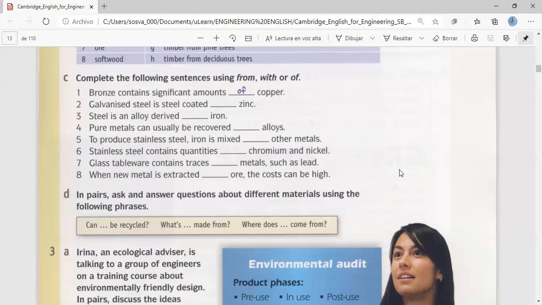Like the origins. Then you have where does it come from? That means the place of origin. Where does steel come from? Oh, from an ore. Okay. So that's the main idea of this activity here. Good. Great.